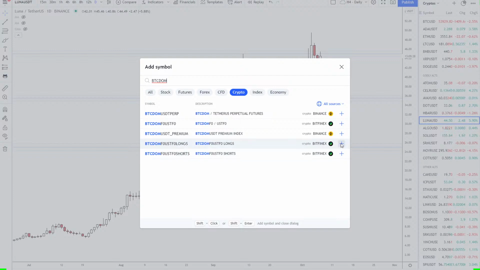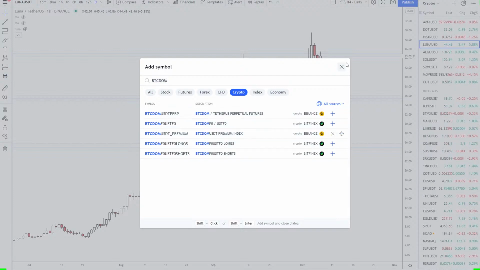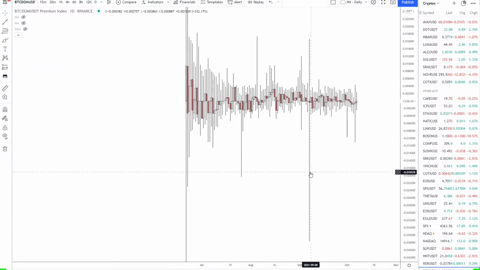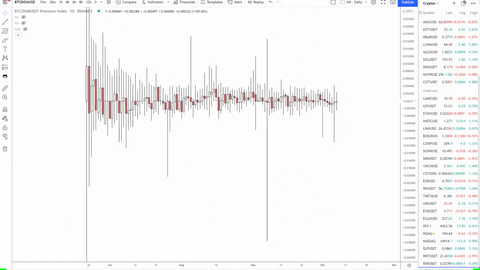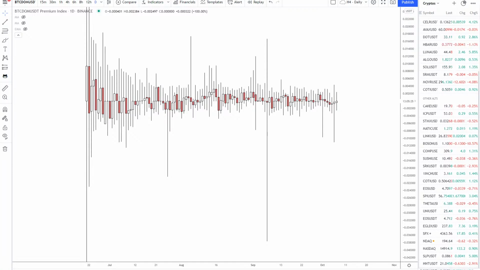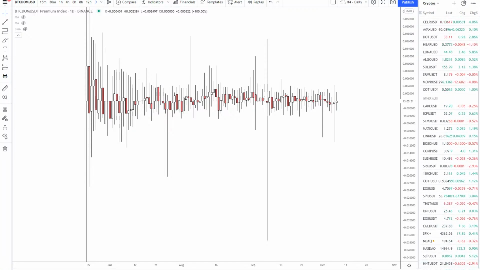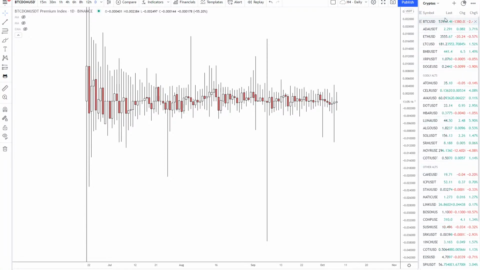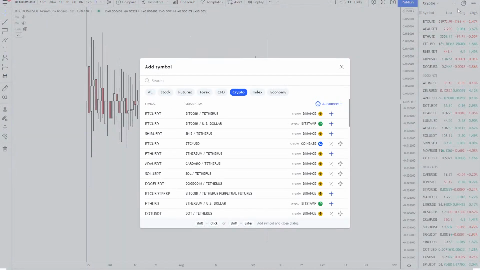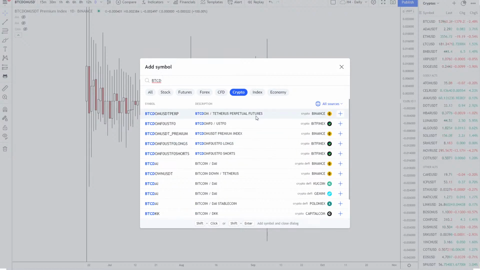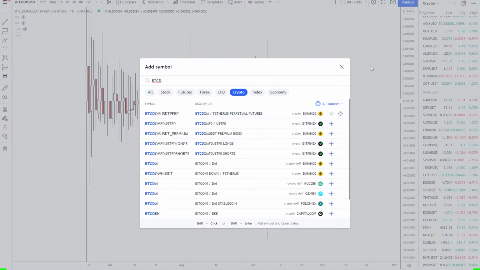What's the best one? Can I add both of these? I'm not sure what this one is, the premium index. Okay. It looks like I did have the BTC dominance chart, it's just not up here at the bottom here. Wait, let me see. All right, yeah.